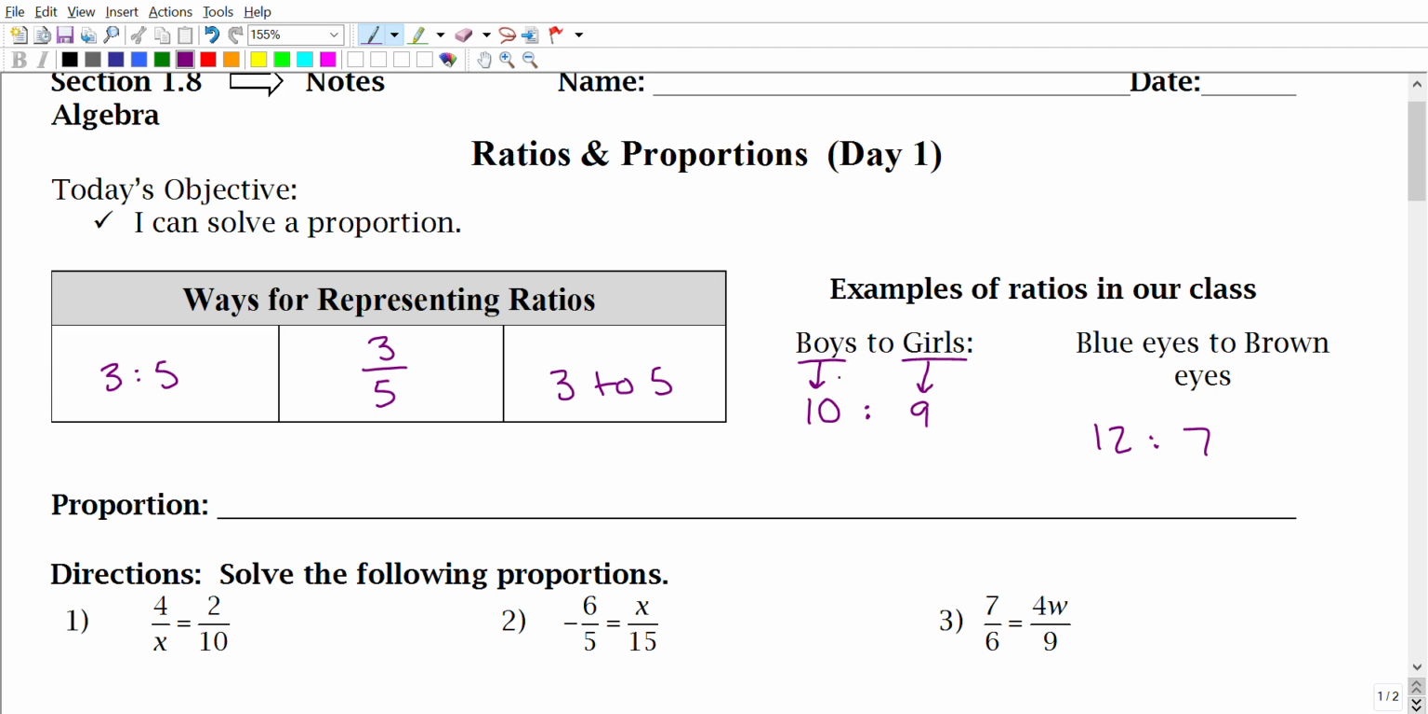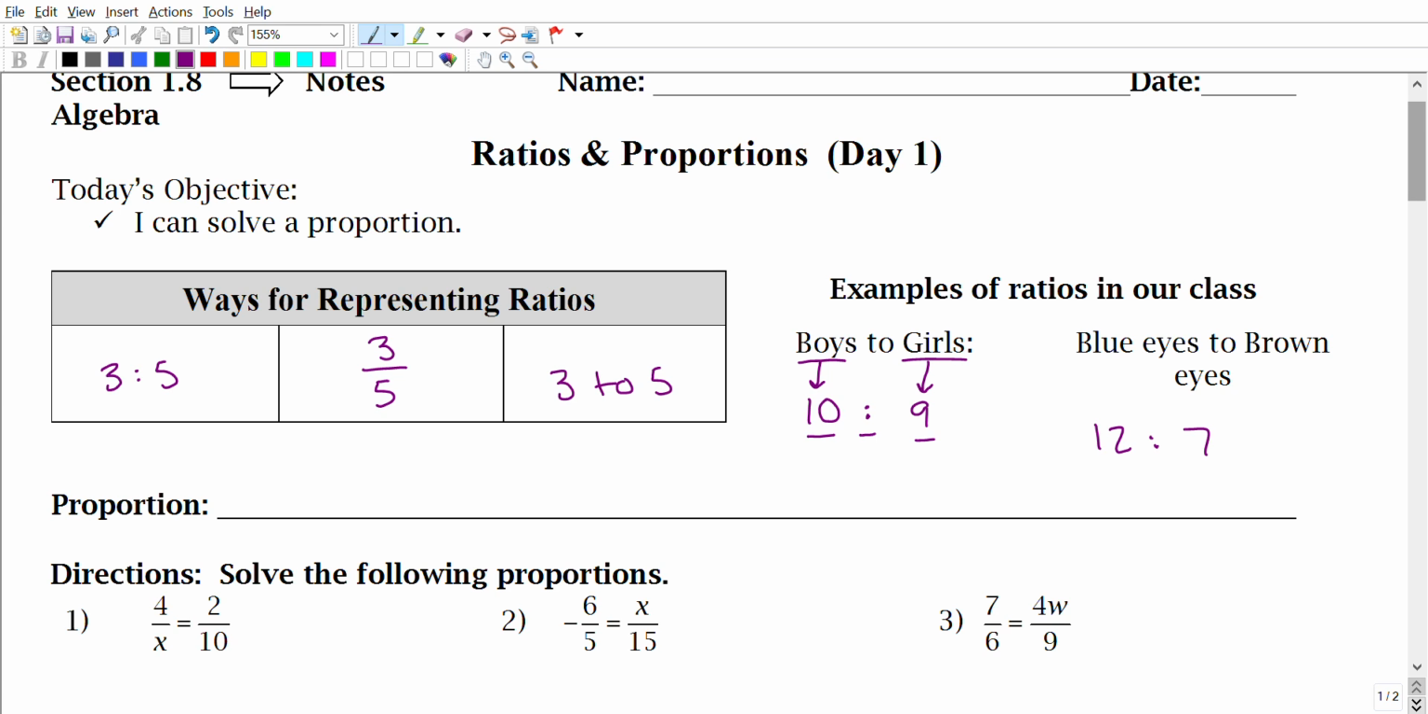So if there's 10 boys, then you have to write 10 first. If you have 10 girls, I'm sorry, 9 girls, then you have to write the 9 second. Okay? You always have to go in the sequence that it's written. It's written in words, boys to girls, so it has to be 10 to 9. Okay? All right. So let's go ahead and talk about what a proportion is.